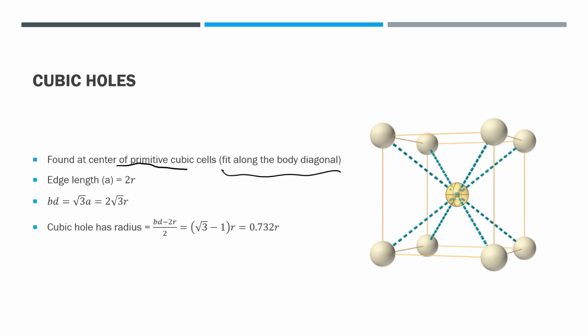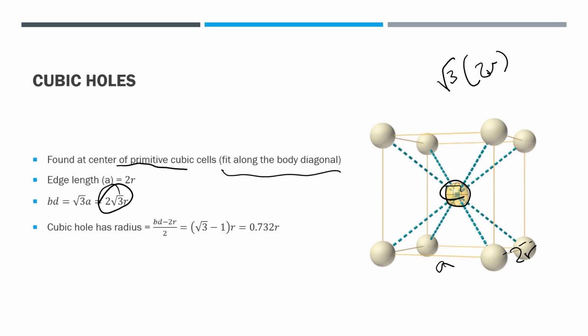So we have these primitive cubic cells, and right in the center, we're going to have a cubic hole, right? And we talked about how the edge length of a primitive cubic cell is 2r. So if I look along the body diagonal, the body diagonal in total is going to be √3 times my edge length, √3 times 2r. So in total, my body diagonal is going to be 2√3r, which is what I've written here.